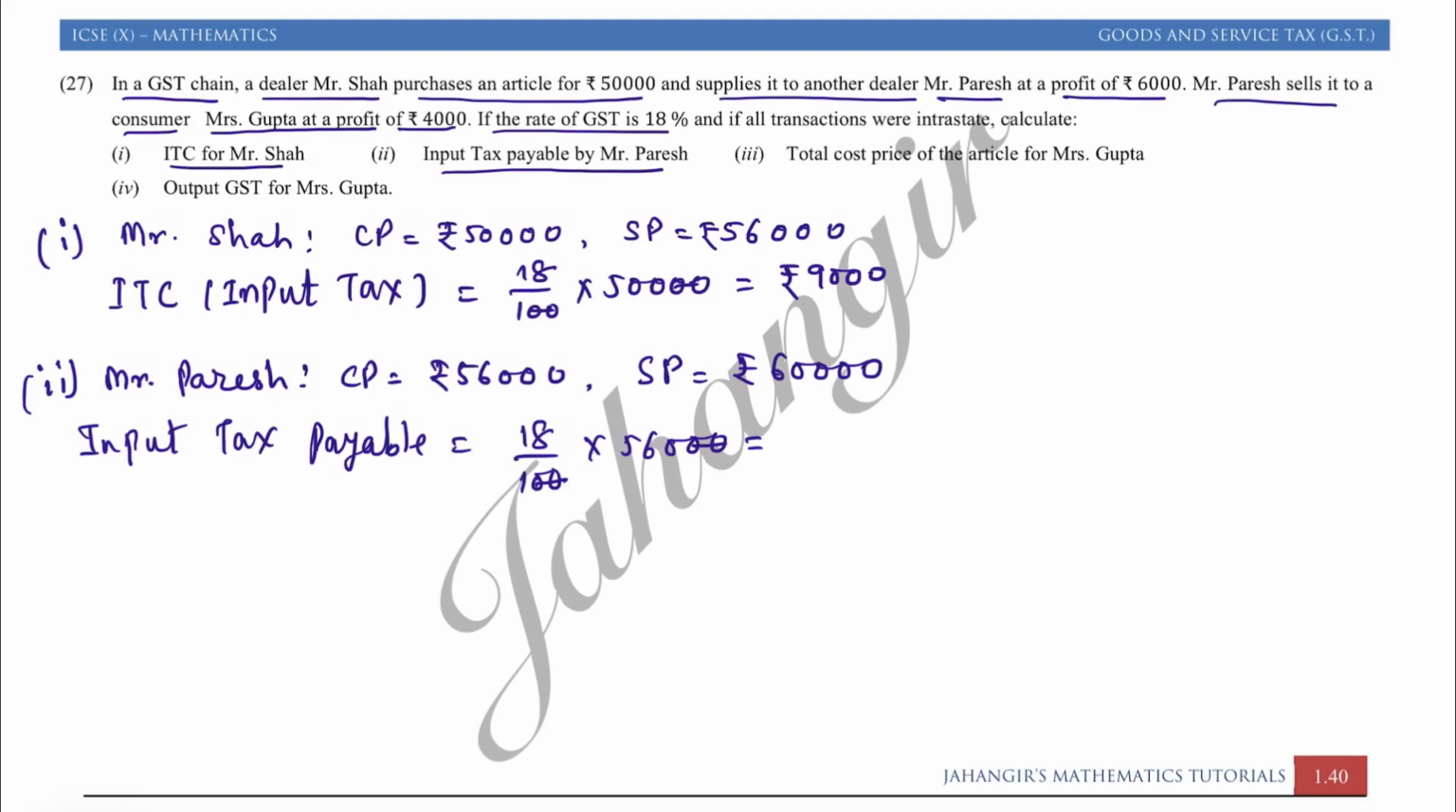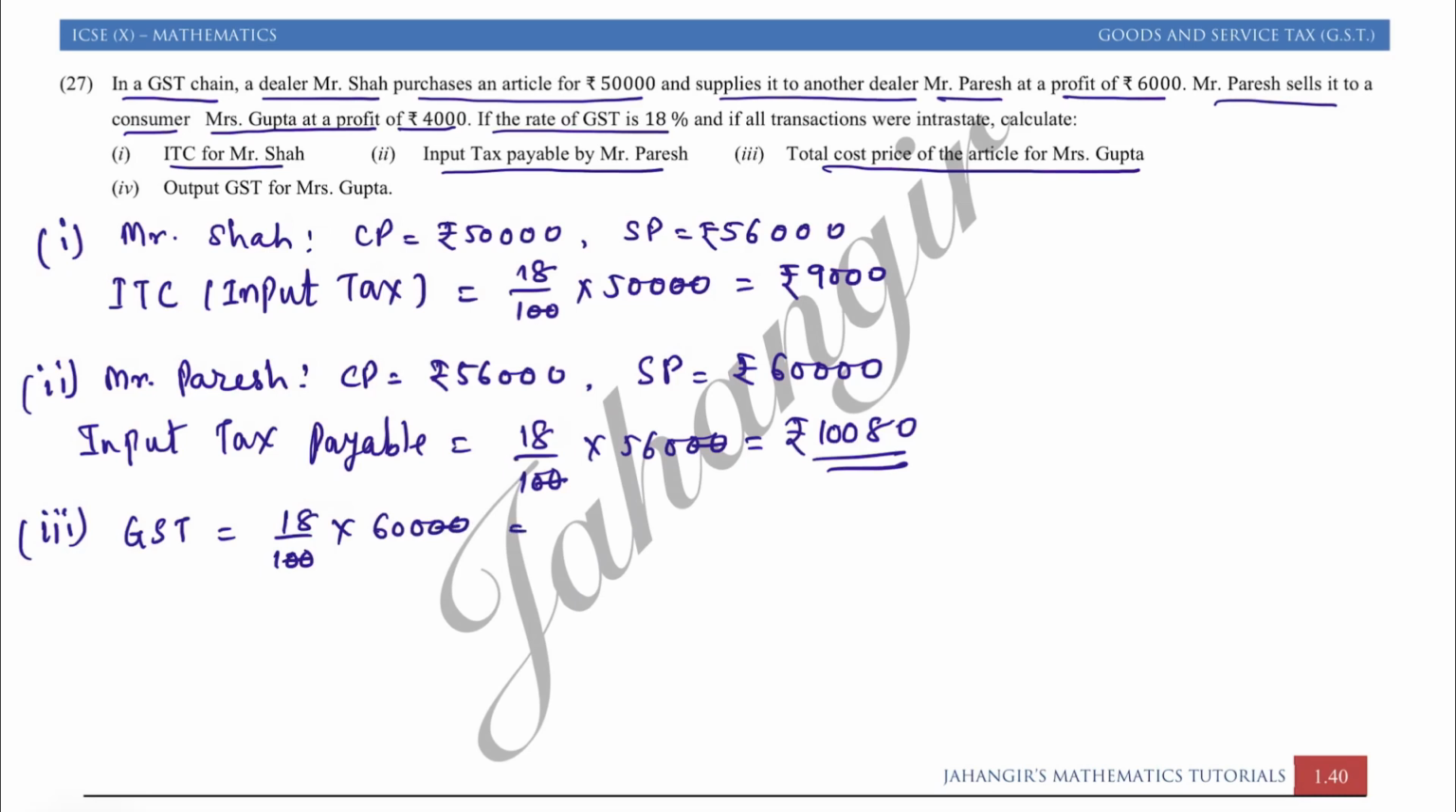0 cancel, 56 into 18, that is 10,080 rupees. Okay. Second, total cost price of the article for Mrs. Gupta. So Mrs. Gupta is a customer. So customer will first pay the tax. So GST by Mrs. Gupta is 18% of 60,000, because buying price for Mrs. Gupta is 60,000. 18 into 6 is 10,800, 10,800.